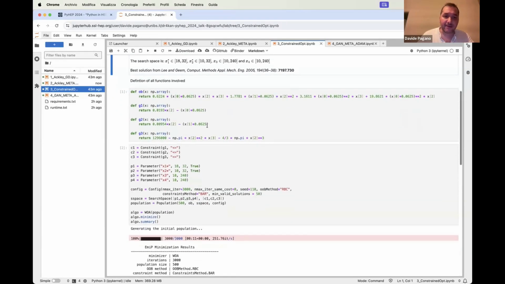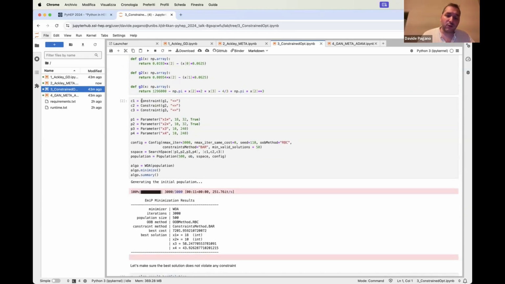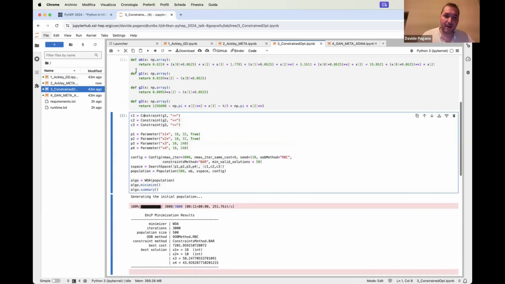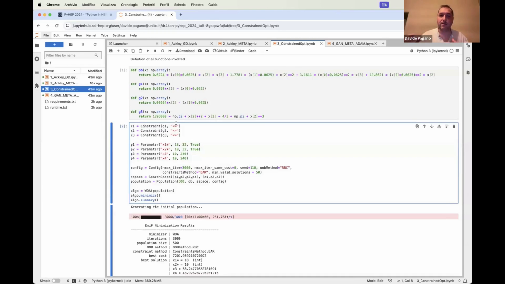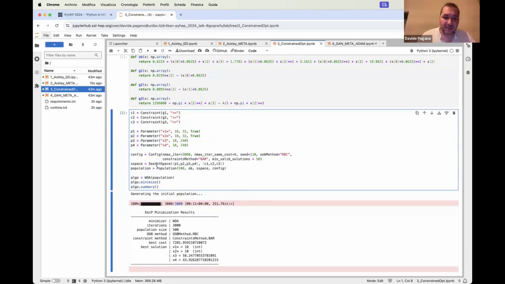So I define the objective function and the constraint. For the constraint, we need to initialize this class here, to which we pass the function and an indication of whether it's less or equal, greater, whatever it is. So you see the difference here is that in the search space, now we pass the list of parameters and the list of constraints.